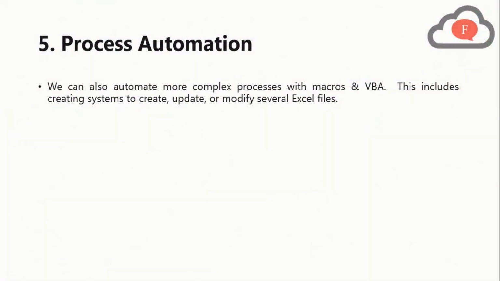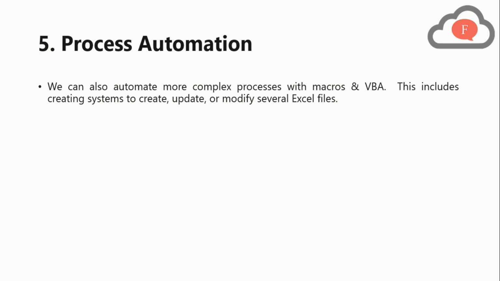And in the end, we will talk about the final, not the least, but the best option of the macro, that is process automation. So what is process automation? We can also automate more complex processes with macros and VBA. This includes creating a system to create, update, or modify several Excel files.